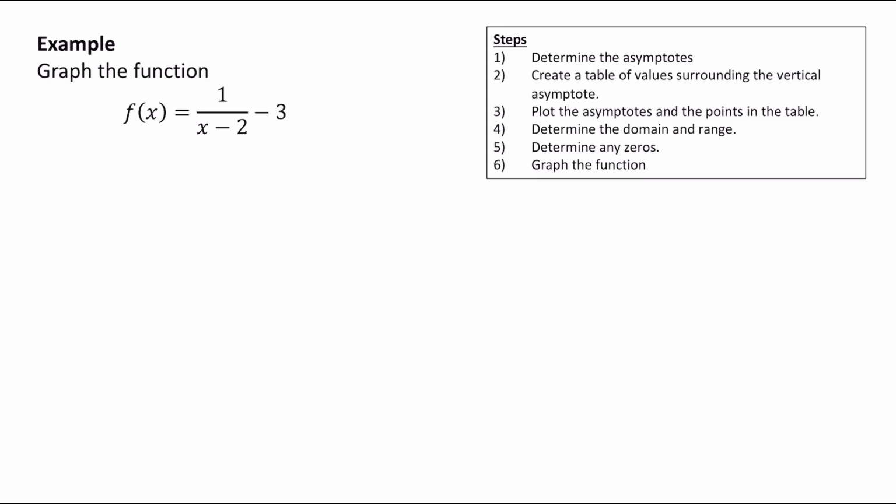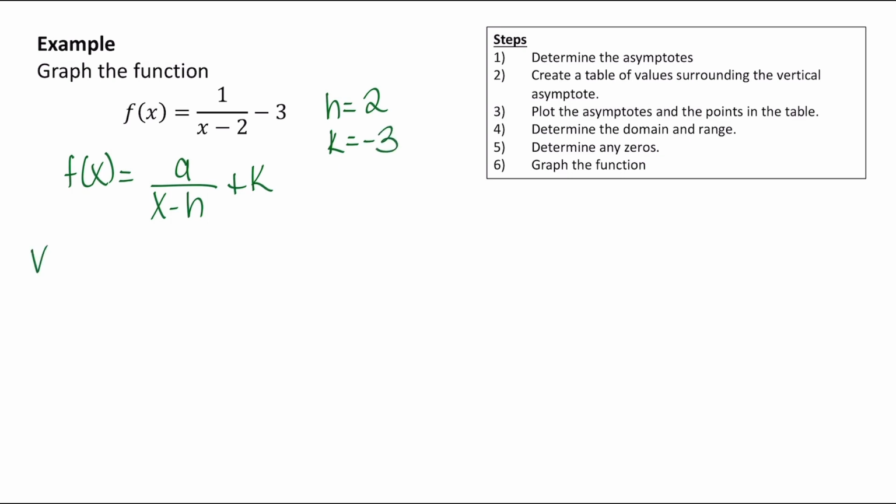Okay, so now let's go ahead and graph the function f of x equals 1 over x minus 2 minus 3. Okay, so we're going to use the same strategy as before. So let's just remember the general form. So this is a over x minus h plus k. So we know that h equals 2. And then in this case, notice we do have k. k equals negative 3.